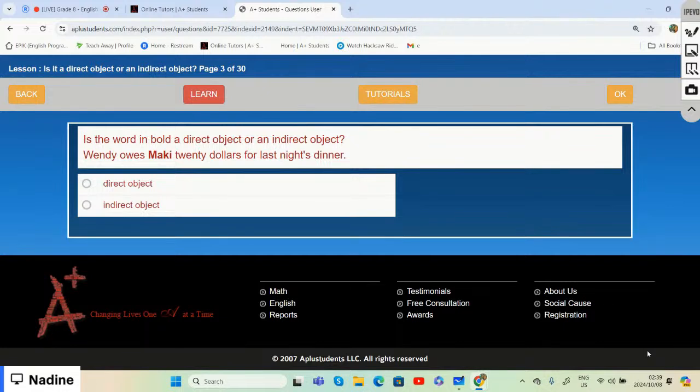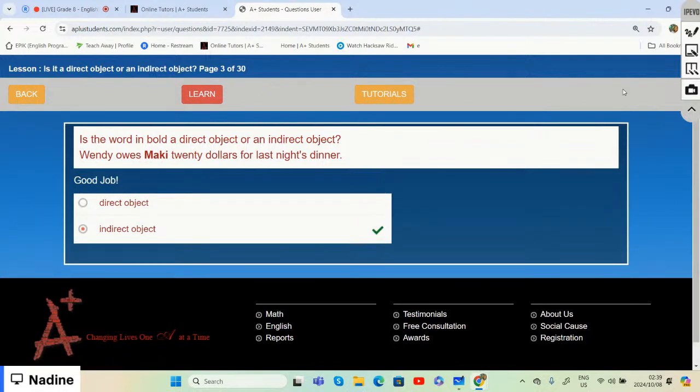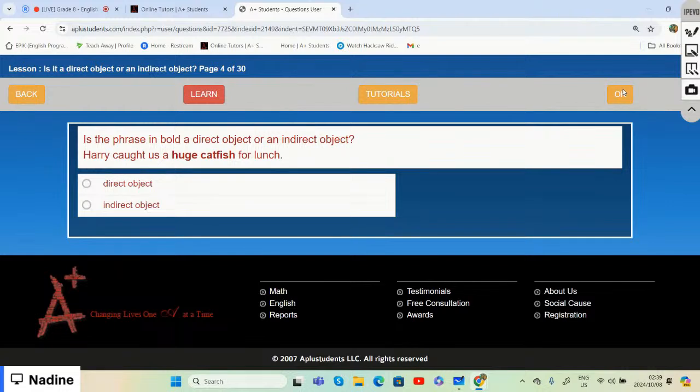And if we look at the word Maki, right? Maki is in between the verb owes and the direct object, which is $20. So we can say that is an indirect object. So Maki is an indirect object.